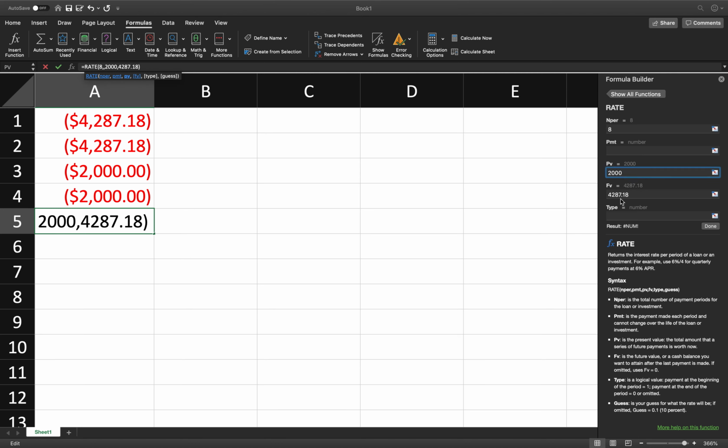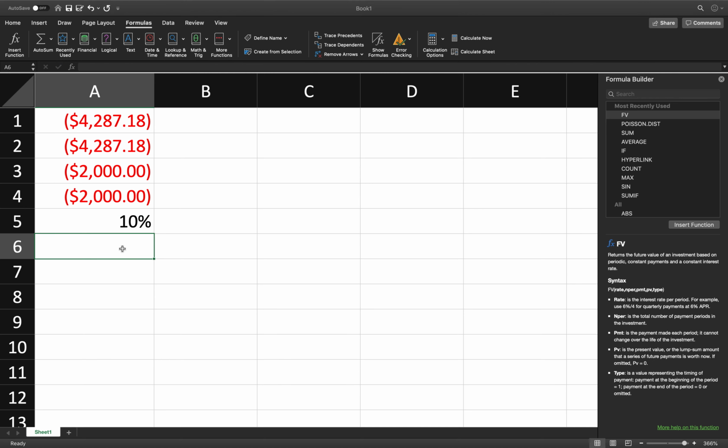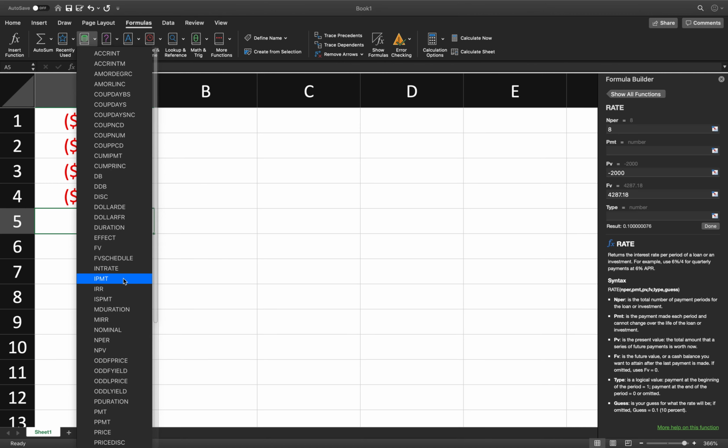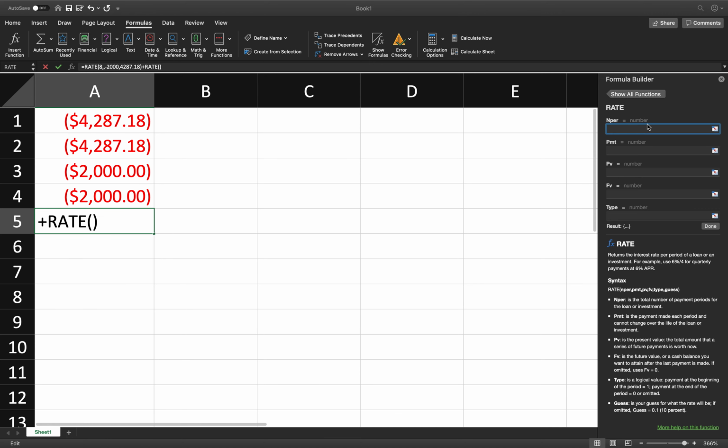What you have is that 2000 and 4287.18 are both positive. Remember what we said, we want to bring it to 0. So you need to change one of them to negative. If you add a negative sign in front of 2000, that gives you 10%. So it says the interest rate is 10%, which is exactly what we had before. Similarly, you can click here, go to the rate function, and input those numbers. It's the same thing. I'm not going to do that again.